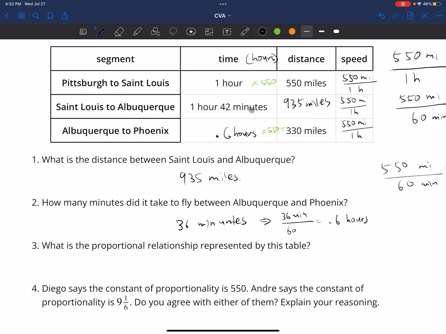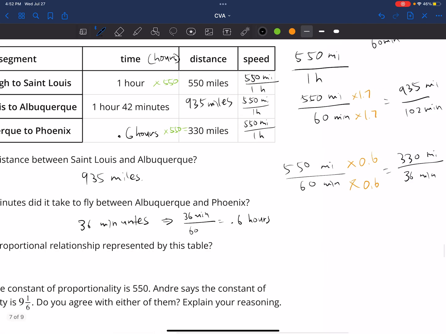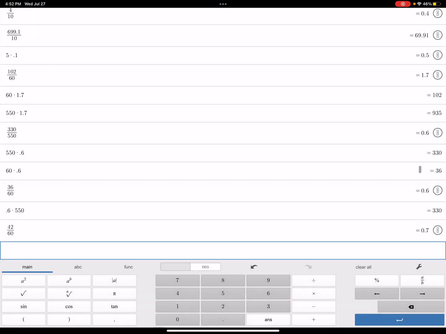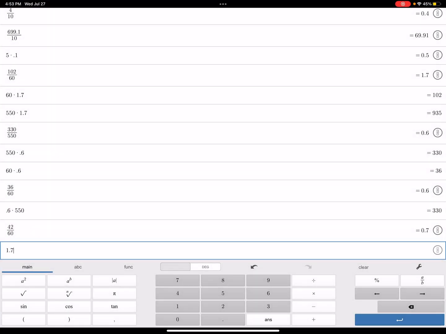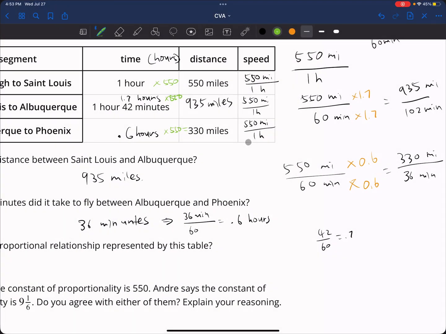And for this one, 1 hour and 42 minutes, I'm going to convert that into hours again. So 42 minutes, 42 over 60 is equal to 0.7. So 1 hour and 0.7 hours. So this is going to be 1.7 hours. So 1.7 hours times 550. So 1.7 times 550 is in fact equal to 935, which is equal to 935 right here. So we do have to do some manipulation here, but it's fine.